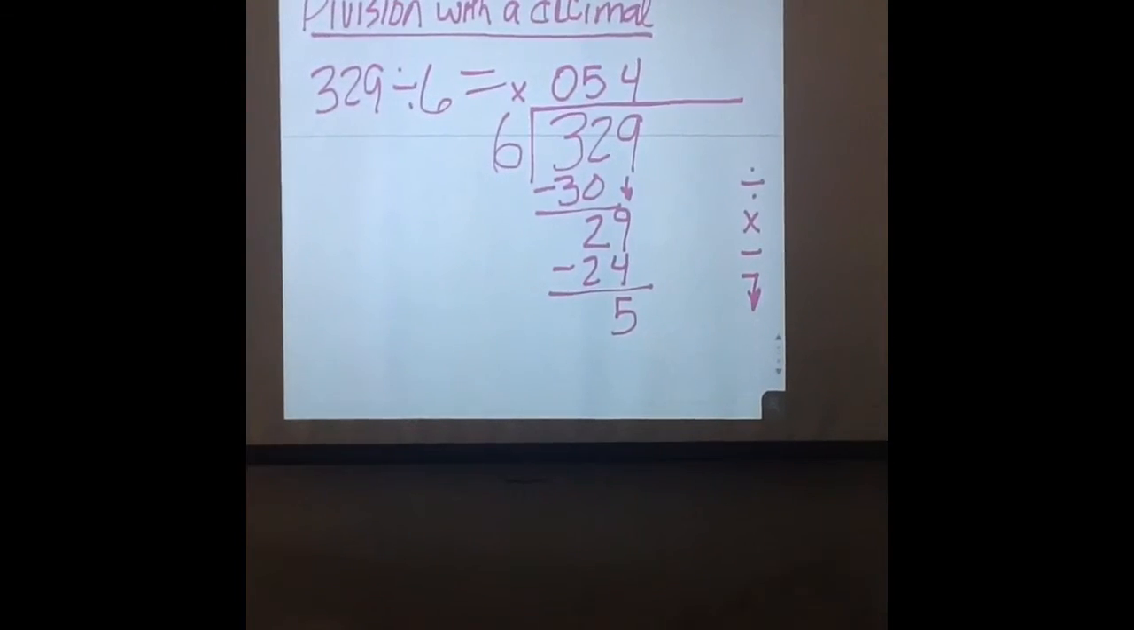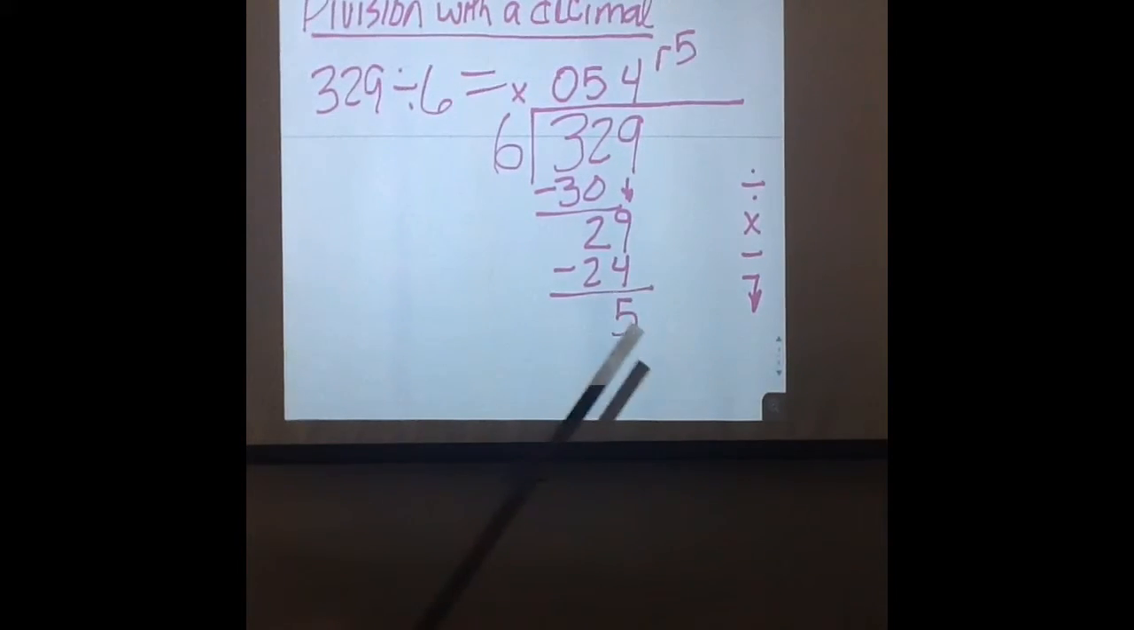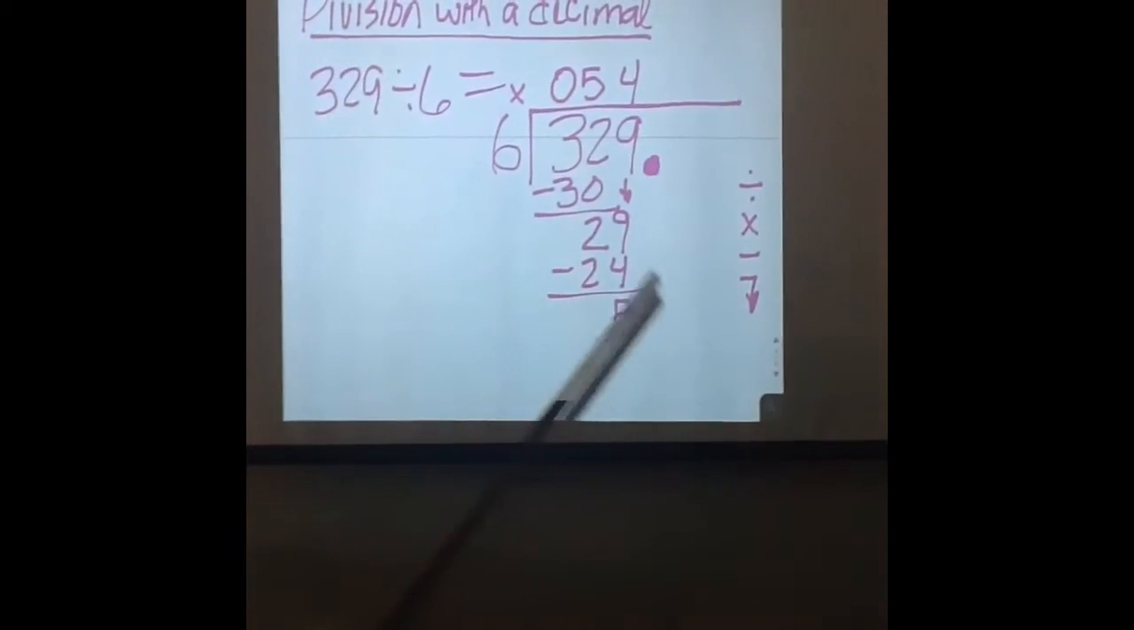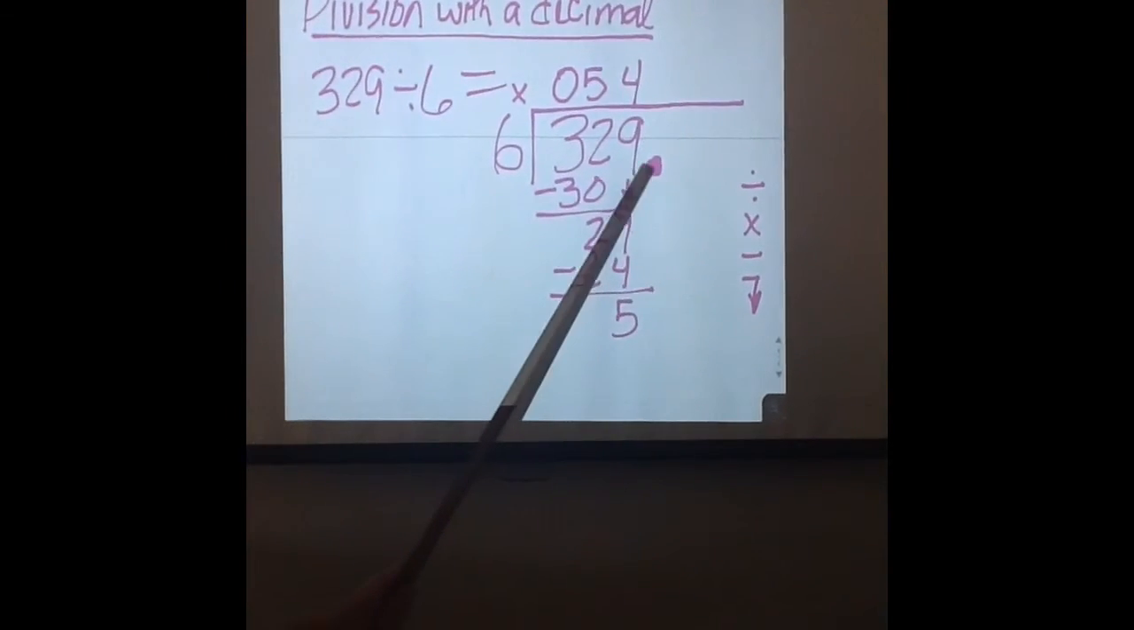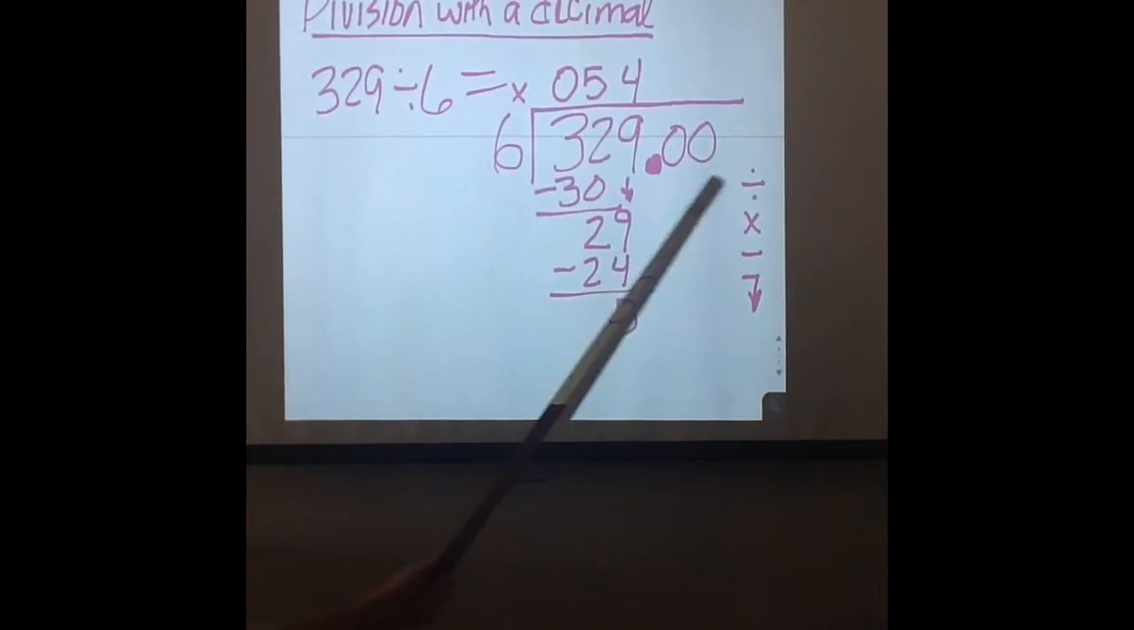5, that's an excellent answer. Now, to this point, you've been putting remainder 5. And that's what you've been doing in 4th grade, and possibly in 3rd for some of you. But rather than a remainder, we're now going to put a decimal. The decimal just shows that we are going to continue our division problem. We put our decimal and then we put 2 zeros in back of our decimal. And that's as far as we're going to have to go with our division problem.